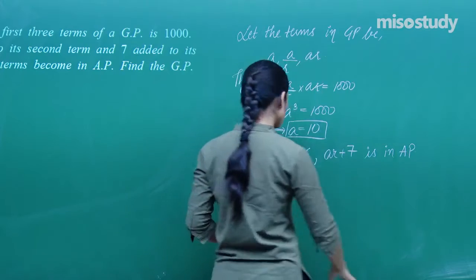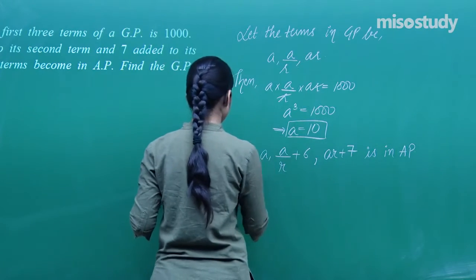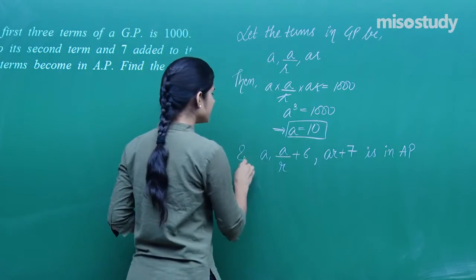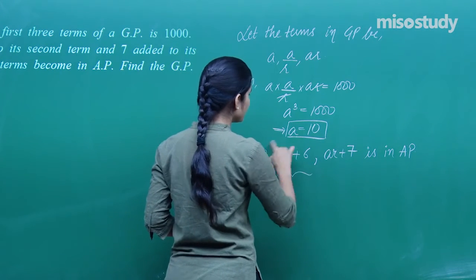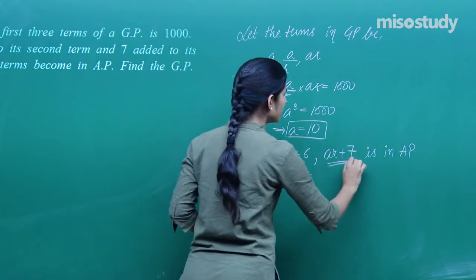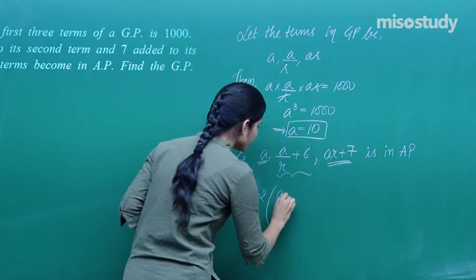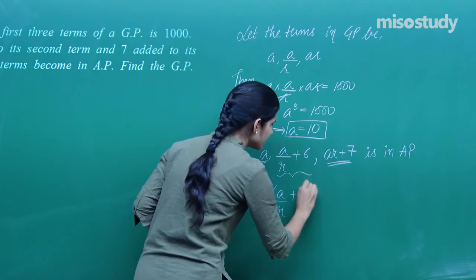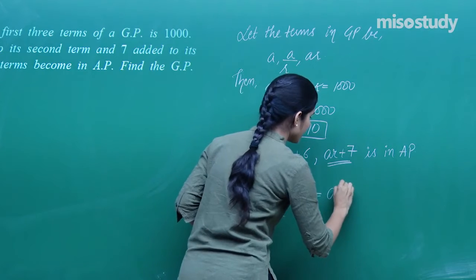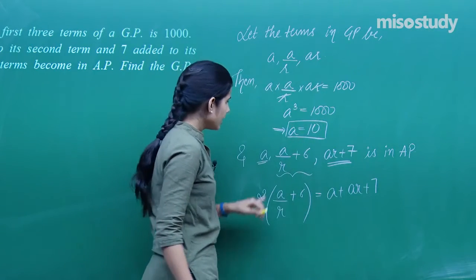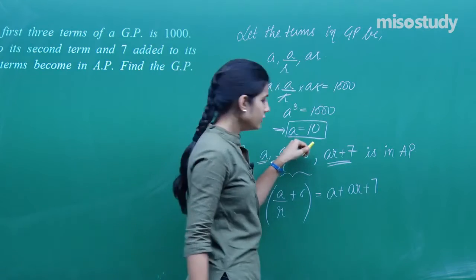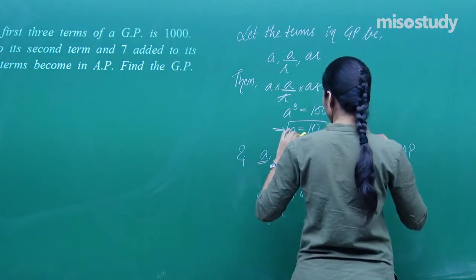then this is an AP. Or basically, we do not have to show, we are given that this is an AP. And this sequence of 3 terms is an AP. That means twice the middle term is equal to the sum of the first and the third term. So, twice of A plus 6 is equal to A by R plus AR plus 7. A is 10, given to you already. So, what can I say?